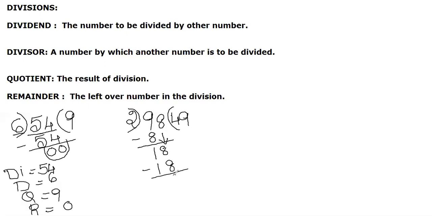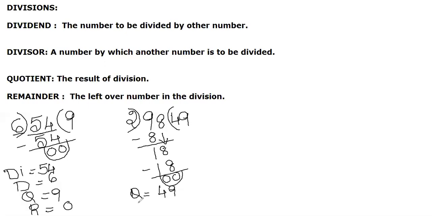Now 8 minus 8, 0. 1 minus 1, 0. Here there is no other digit, so we can close our division. Now what is the quotient here? No need to write dividend and divisor for all the questions. If you want to write, we will write. Okay.